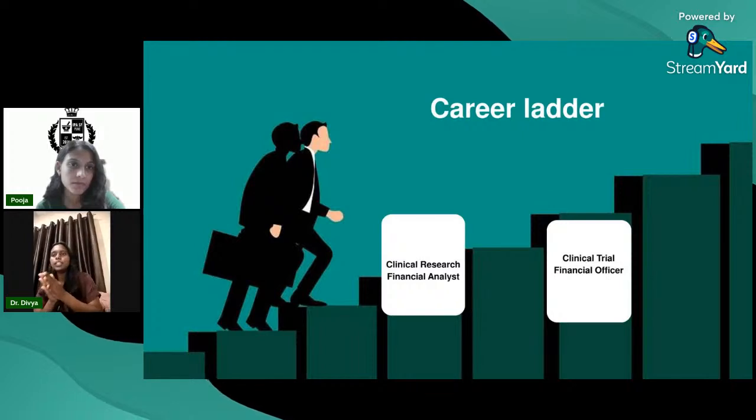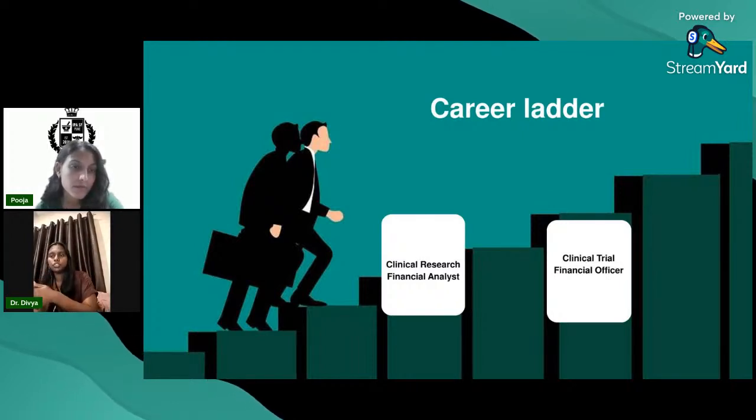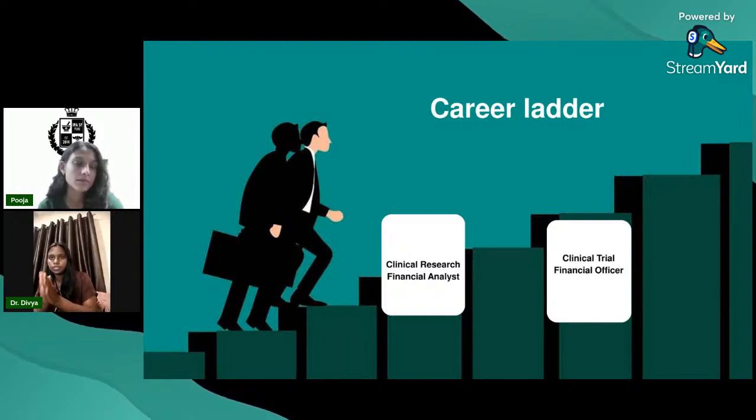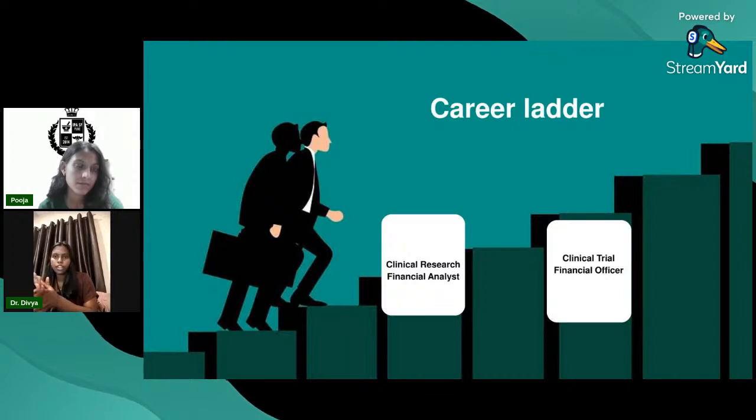So you can be either a clinical research financial analyst or a clinical trial financial officer. Although there are only two profiles in this field, both of them have good pay for freshers also. So this is also a good option to go for.